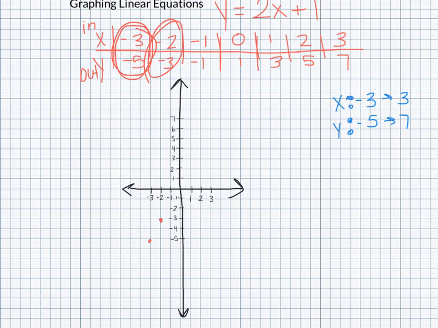Go ahead and pause the video and see if you can graph all the points. Once you have all the points on there, you should see that they make a straight line, so you shouldn't have anything that's not on this line. The one that might throw you off is the 0, 1. But remember, that's 0 in the X direction, so you don't want to go left or right. You just want to go up 1. So that's where that one ends up. As you can see, all my points ended up in a straight line, so that's why I connected them. And that's how you graph a linear equation.